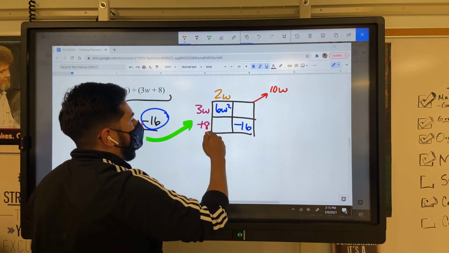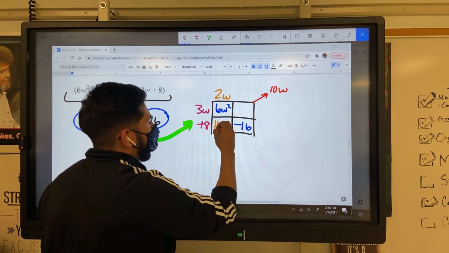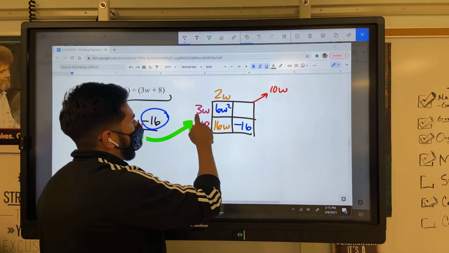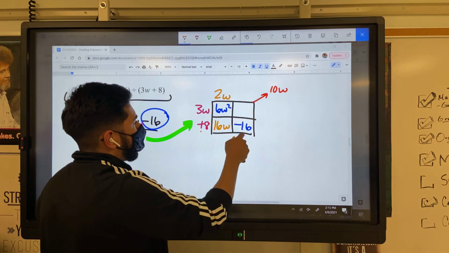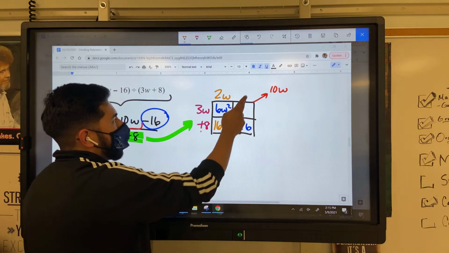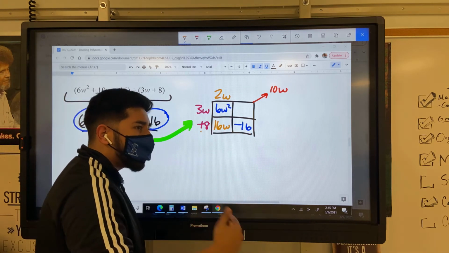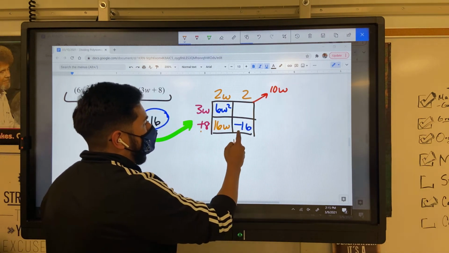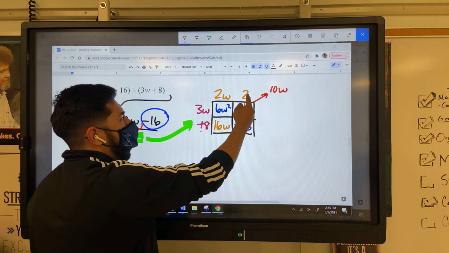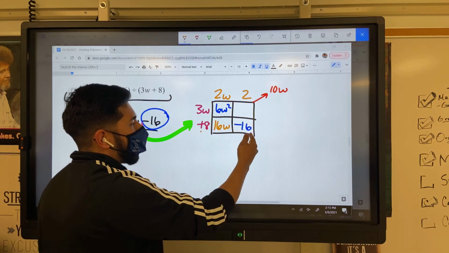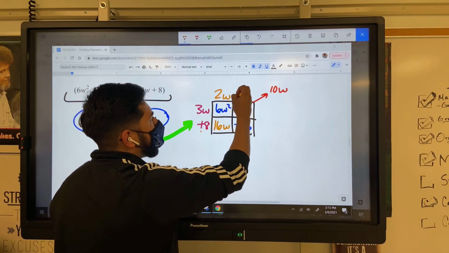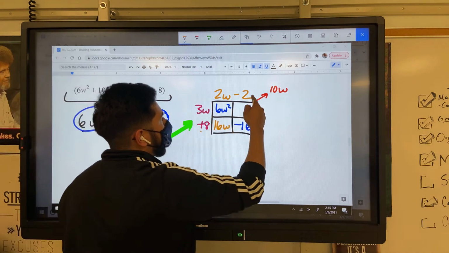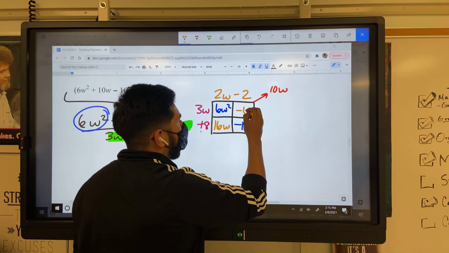2w times 8 gives me 16w. And then something times 8 gives me negative 16. Something times 8 gives me 16, which is what? 2. But this is negative, so be very careful. Positive 2 times positive 8 does not give me negative. So this 2 must be negative. How do I double check that? Check it out. 6w times negative 2, negative 12w.